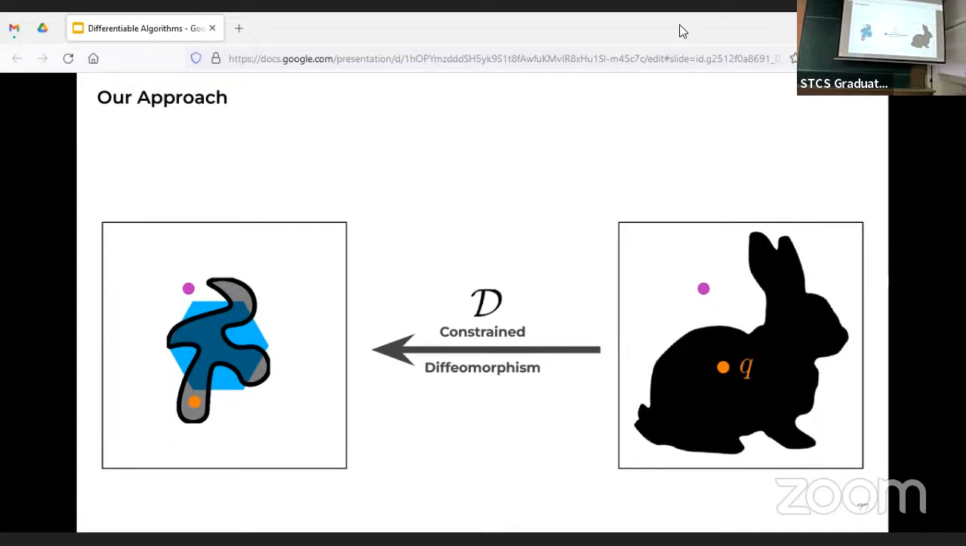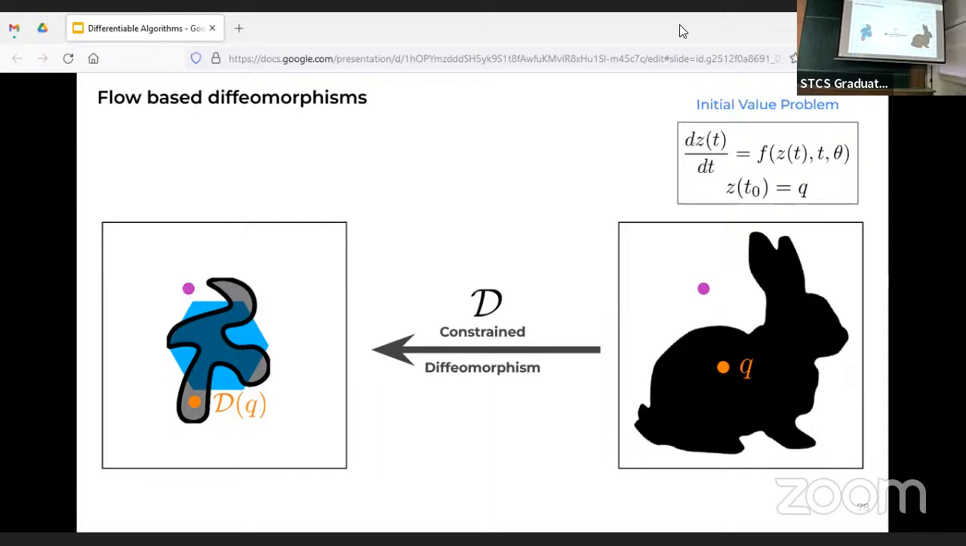Now I'll explain the diffeomorphism. So this is the idea I just explained, the occupancy and the classification loss. And the idea of the diffeomorphism uses an initial value problem.